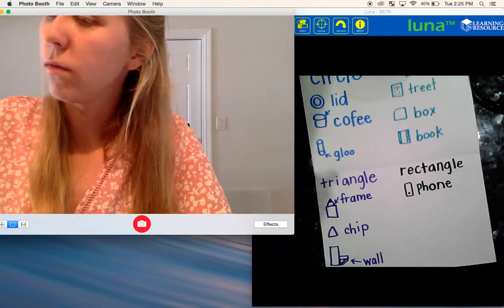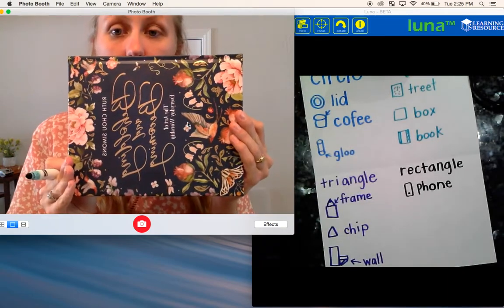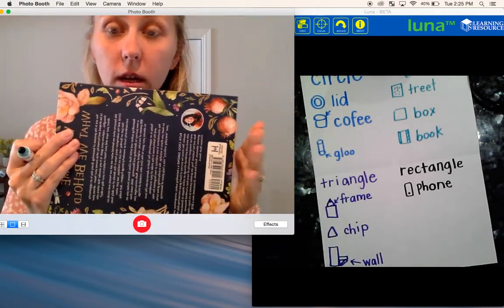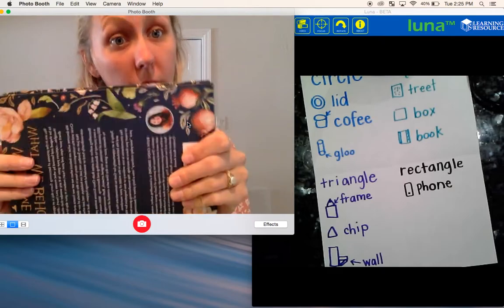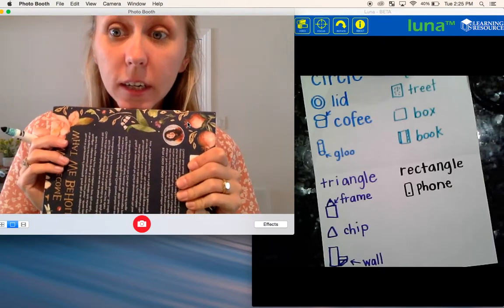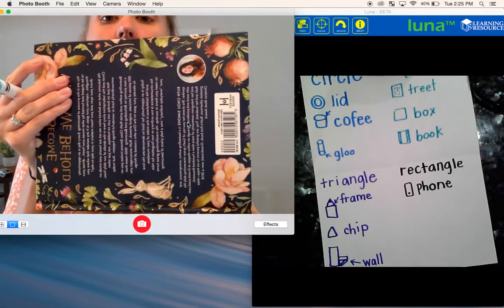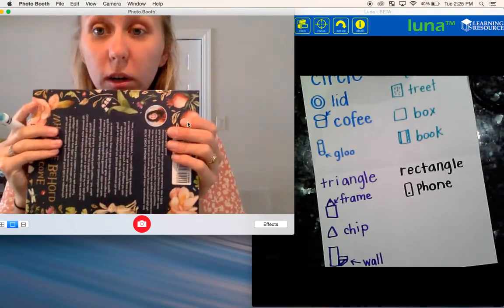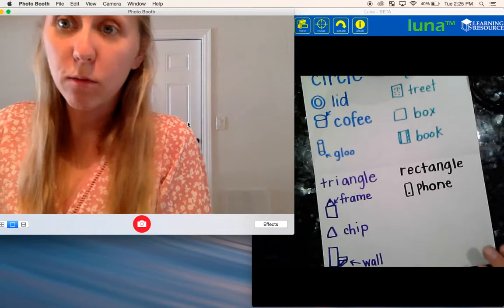I also found a book. Now, yesterday, or the day of the squares, I found a square book. This time, I found a rectangle book because these 2 sides are long and these 2 sides are a little shorter. So it's not a square, it is a rectangle book.